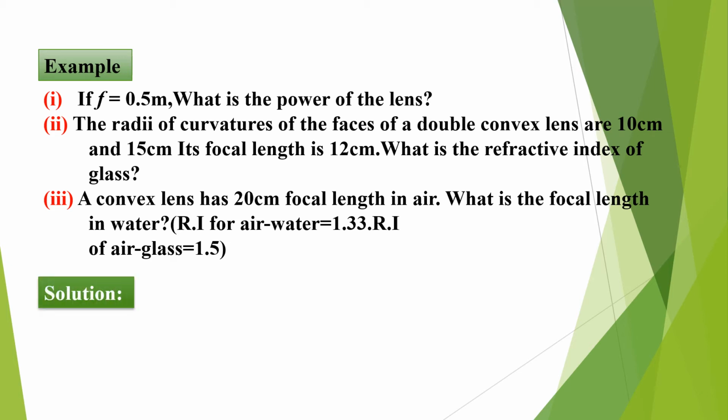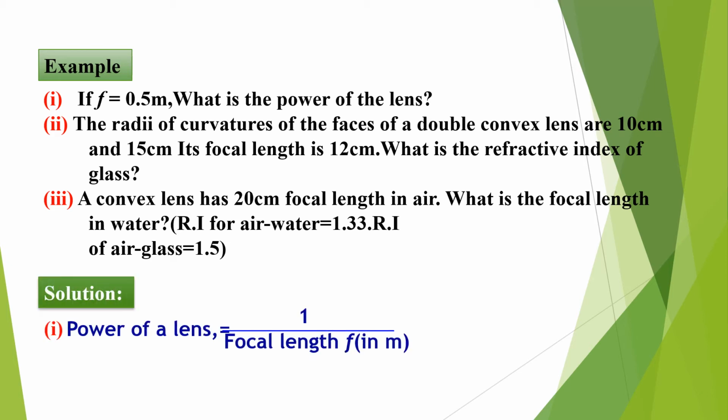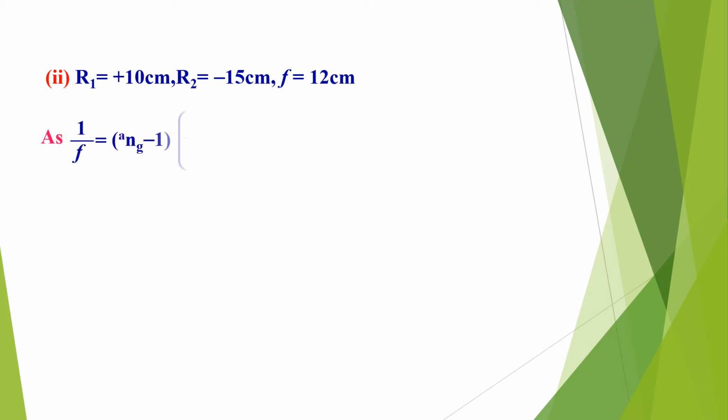To solve this, we use the first formula, that is the power of a lens, which is 1 by focal length f in meter. By substituting, the focal length given is 0.5 meter, so it will become 2 diopter. Now, given the radius of curvature R1 is plus 10 centimeter, the radius of curvature of the second surface is minus 15 centimeter, and the focal length of the lens is 12 centimeter, we need to find the refractive index of the glass with respect to air.